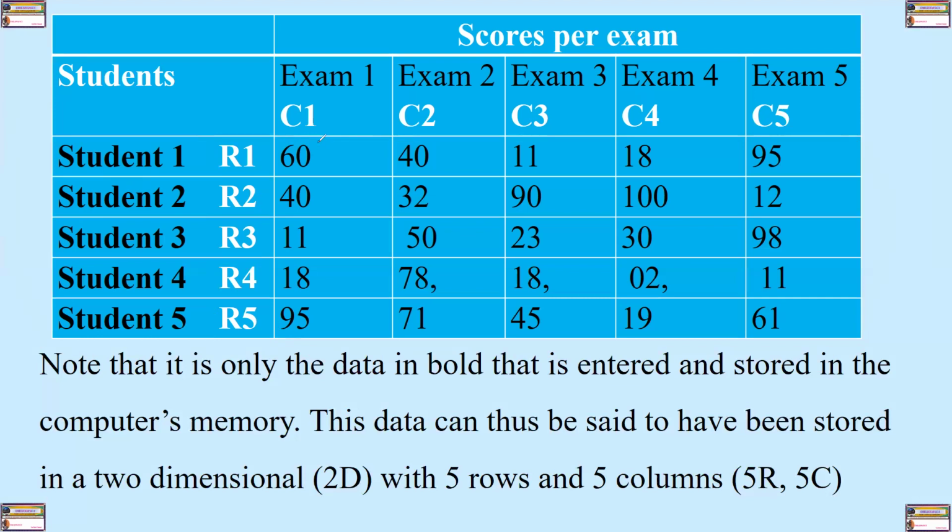Like if you are to pick 60, this is the intersection between column 1, row 1. So we did it as row 1, column 1. If I was to pick a figure like 30, this would be row 3, column 4. If I was to pick an element like this one, that would be in row 5, column 2.